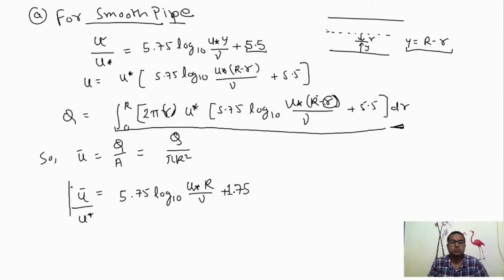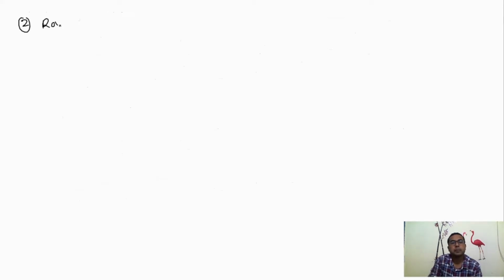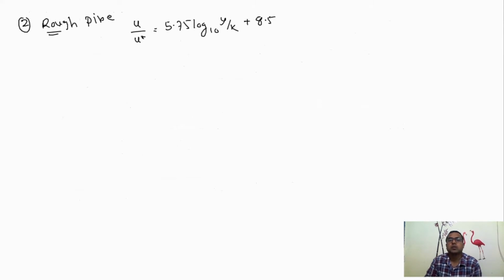So you have to remember this expression for smooth pipe. Now for rough pipe, we know the velocity distribution. So this is the velocity distribution, and to get the average velocity, what we have to do? Just put the value Q by that area, and what is Q?